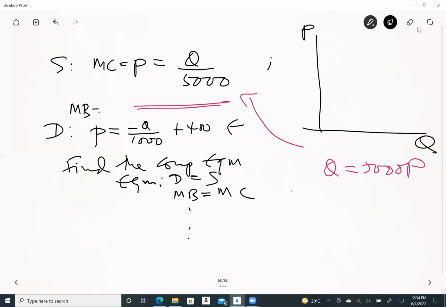What do you get? I get Q equal to 333.33. Did you get that? And now you find the price. Price is equal to 66.67. So that is the competitive equilibrium.